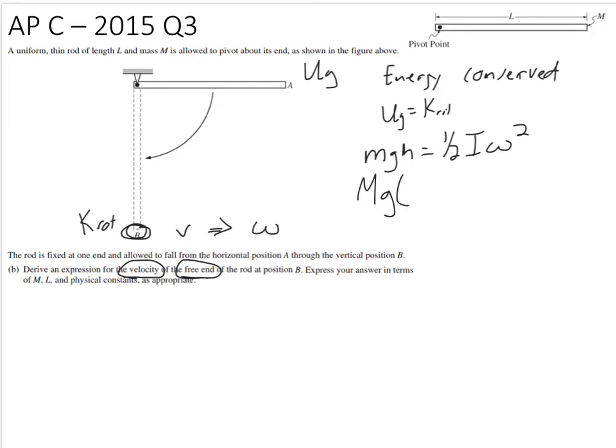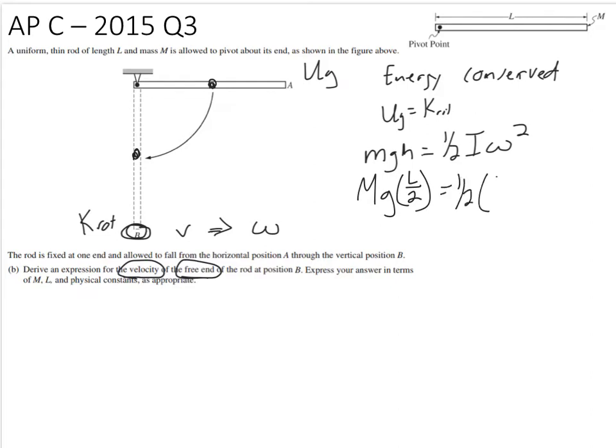The potential energy is of the center of mass. So the center of mass is right in the middle. They actually give you this line. So the height at which the center of mass changes goes from being up here to actually being L divided by 2. So it doesn't actually fall the full length of the rod. It only falls half the length of the rod.